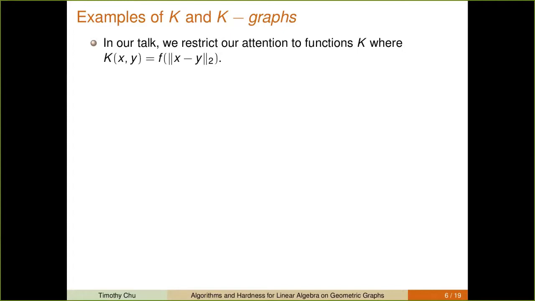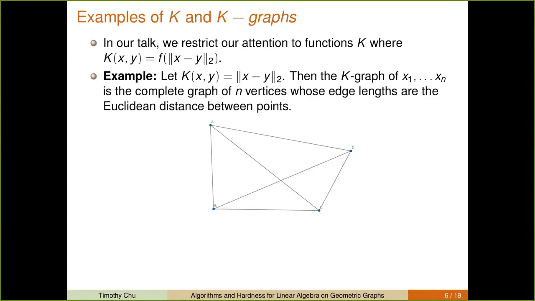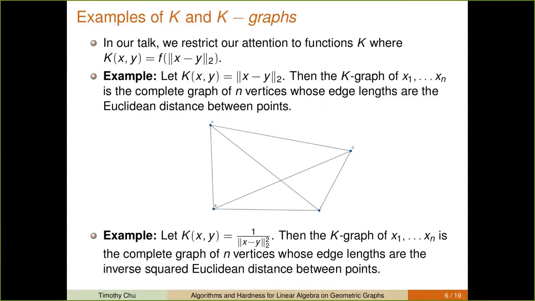We're going to go through a couple examples in case that was still too fast. Let's consider the case where k of x and y is just the Euclidean distance. Now, the k-graph of x1 through xn is a complete graph of n vertices whose edge lengths are the Euclidean distance between points. So it's pretty simple. I've shown such a k-graph when n is 4. And the edge lengths in this complete graph are exactly the edge lengths you see. And in general, you could use any function of the Euclidean distance, and the k-graph would be the complete graph on n vertices, whose edge lengths are that function applied to the squared Euclidean distance between the points.